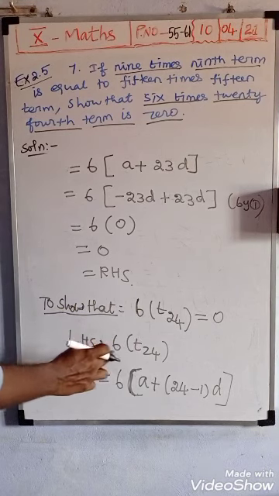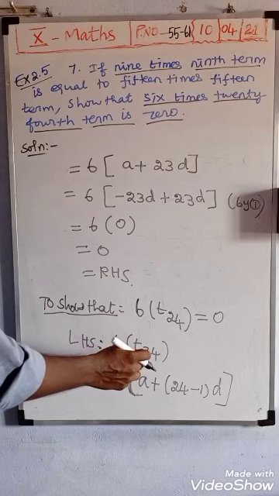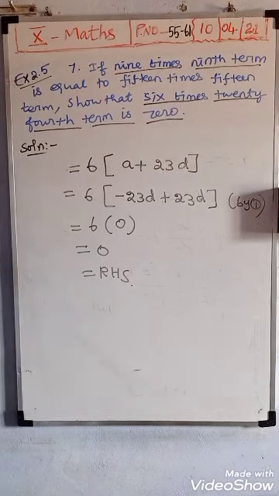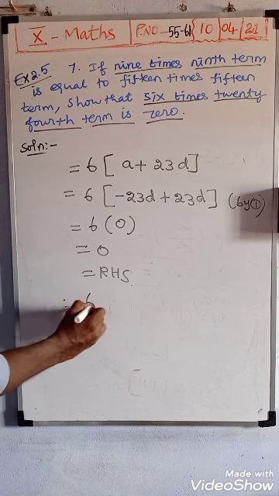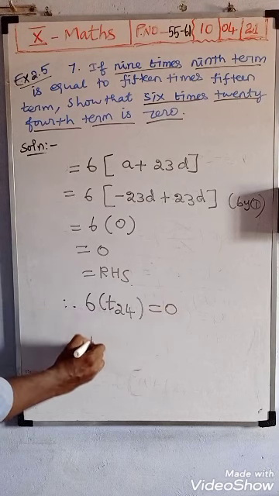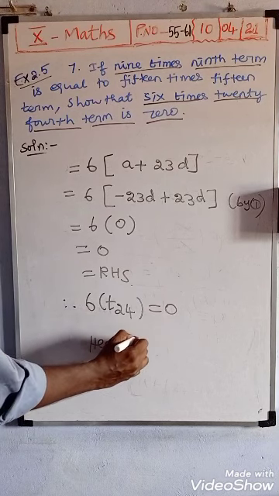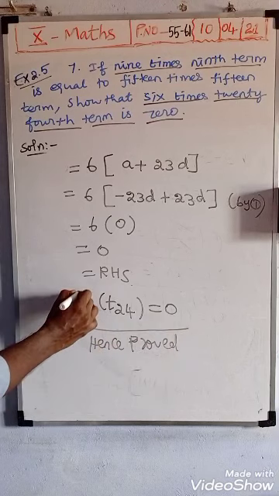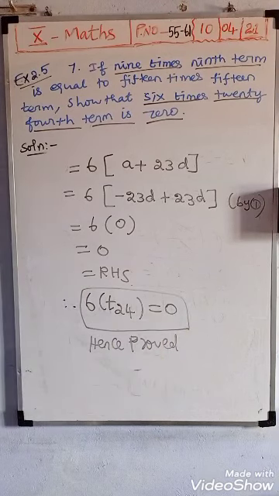Therefore, 6 times the 24th term is 0. This only we wanted to show. Therefore, 6 times the 24th term is 0. Hence proved. This only we wanted to prove, so we have proved this one. That's all.